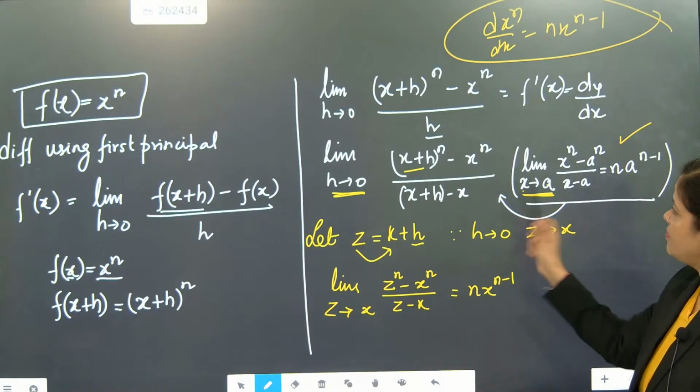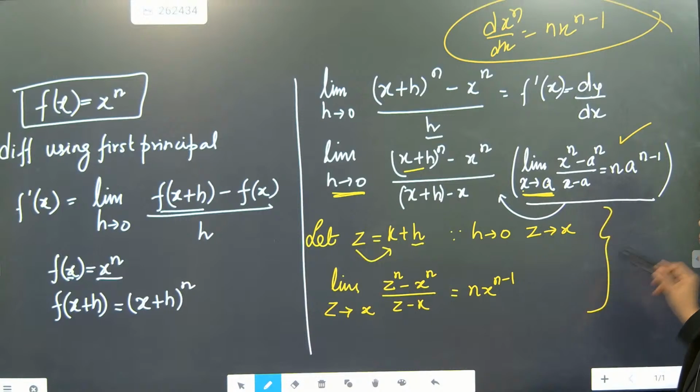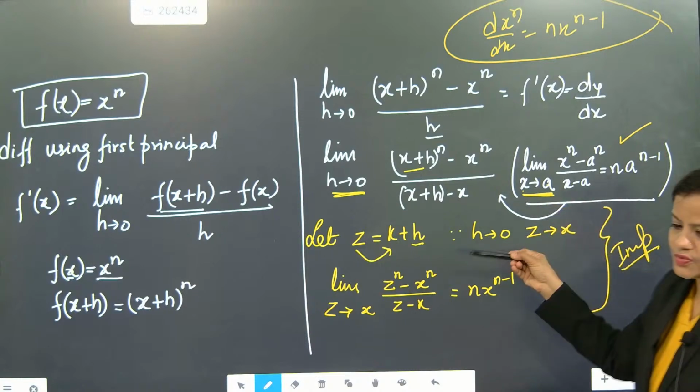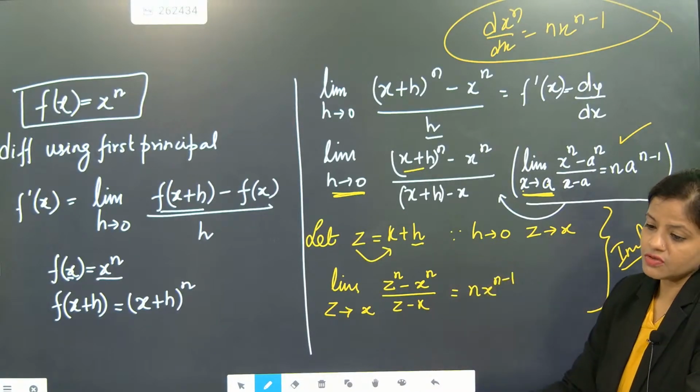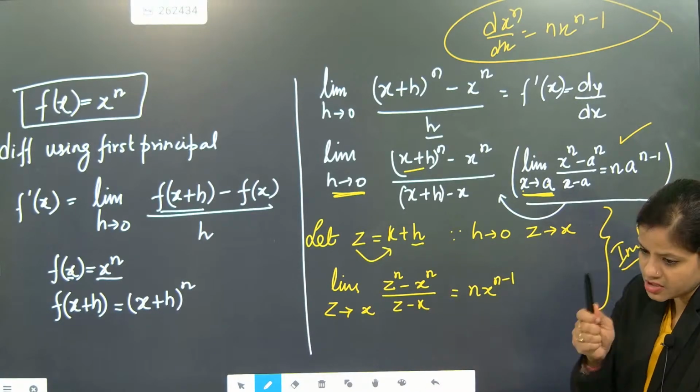Right, now this is the basic line. This is the most important part. Very, very important. Only two line steps. Understood? Otherwise, there are other ways also, but I told you the shortest way of solving.